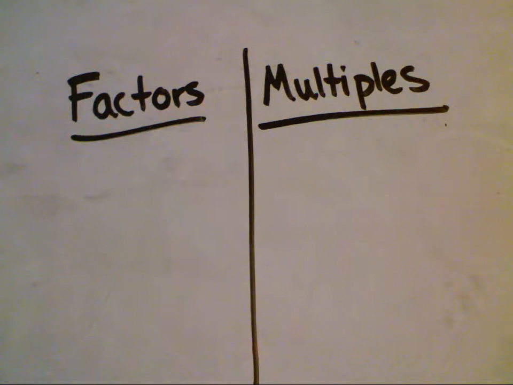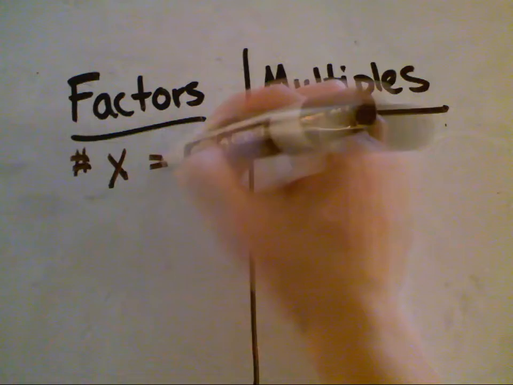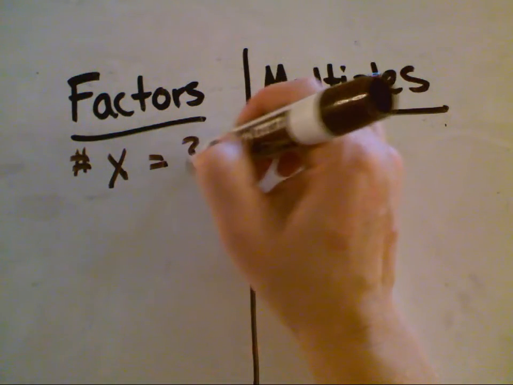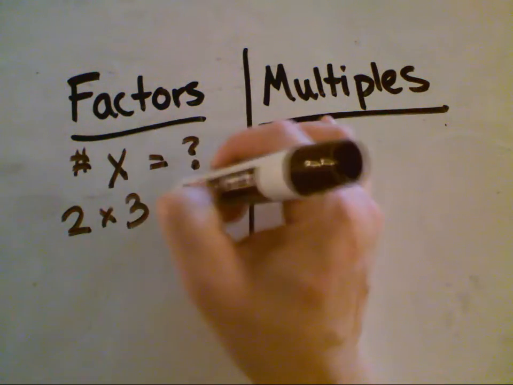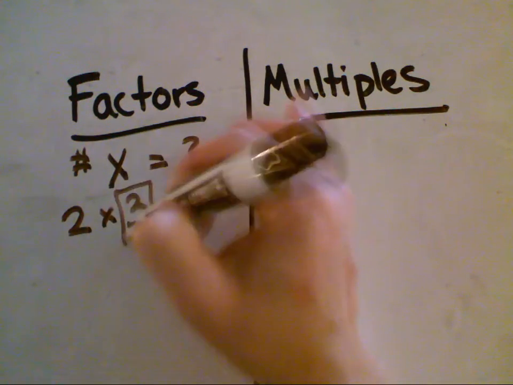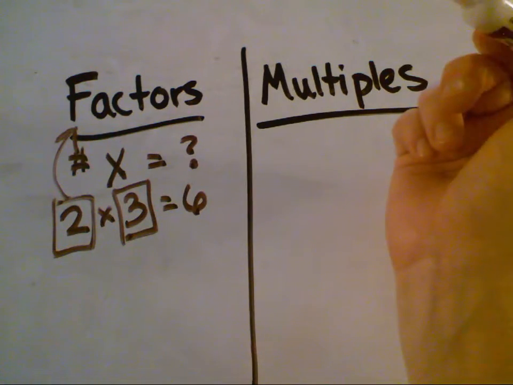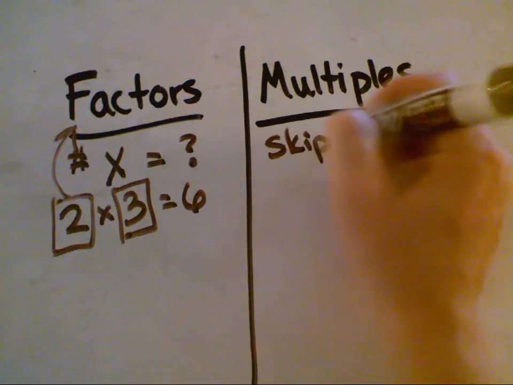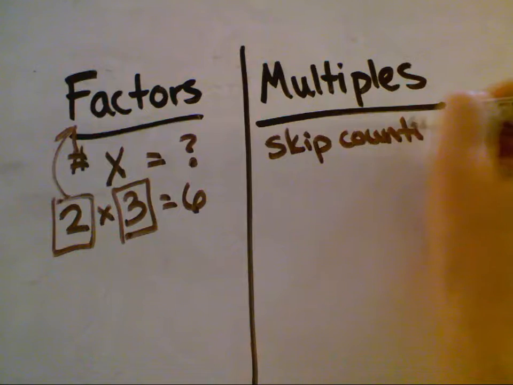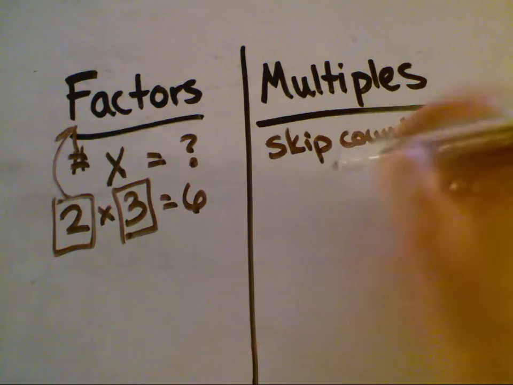All right, so when we think of factors, what we're thinking of are the numbers that we multiply to equal a number, okay? The numbers we multiply, that would be like 2 times 3 equals 6. So 3 and 2 are factors of 6, okay? Multiples is when you're skip counting by a certain number, okay? They are all the numbers that would be in a certain number's family, okay?